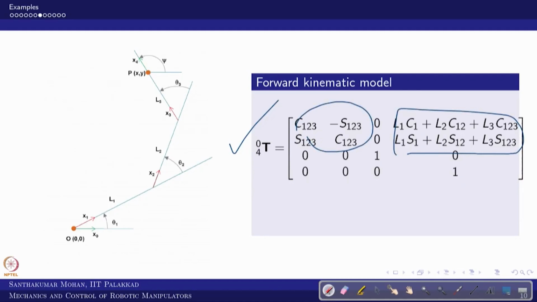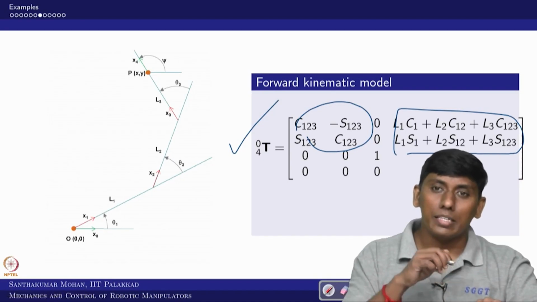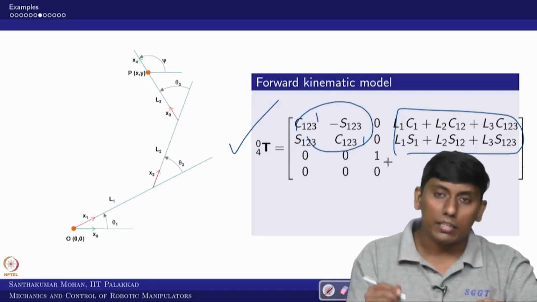So now even if you cross-check and put all thetas as 0, what will you get? In the x axis L1 plus L2 plus L3, in y 0, and z obviously 0 because it is planar. In that case Z4 and Z are parallel. In that sense you can see it's supposed to be identity, and that is also what we get, right?